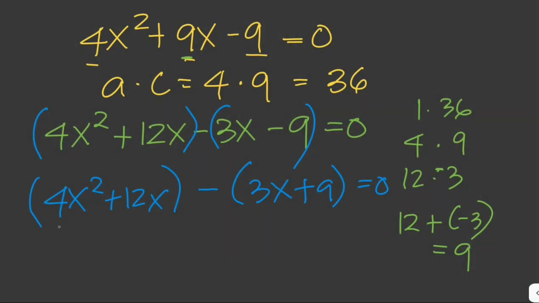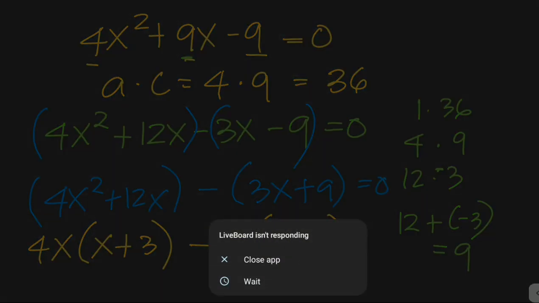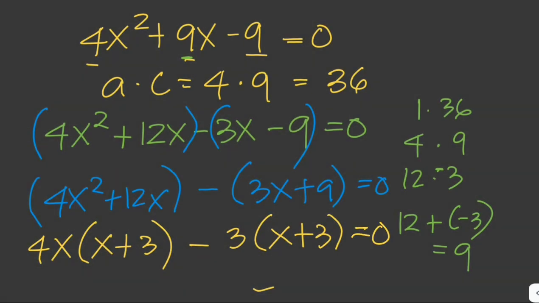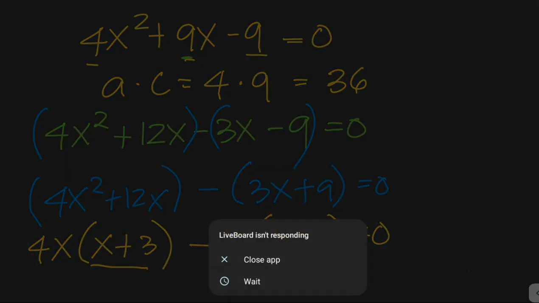Then we factor out the common terms. The common term here is 4x, then we're left with x plus 3 inside the parentheses. And here is negative 3, then we're left with x plus 3 equals 0. Notice here that we have a common factor which is equal to x plus 3. So we can split them.